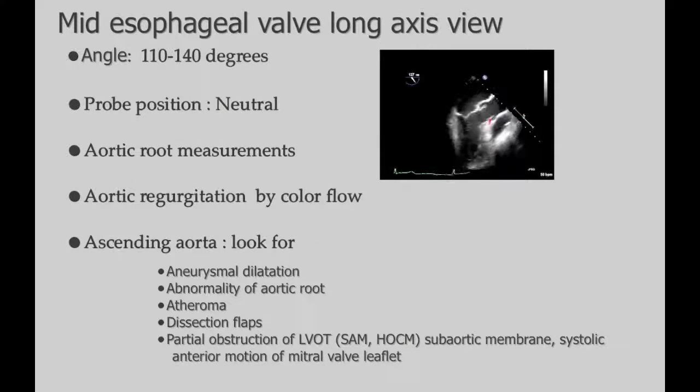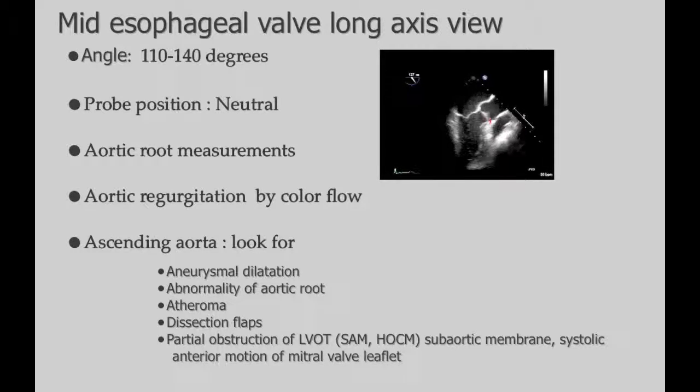The mid-esophageal aortic valve long axis view is a very useful place to assess the aortic valve. The omniplane angle is positioned between 120 and 140 degrees in most cases, with the probe positioned in neutral. Sometimes if you're focusing on the left ventricle, you may have to retroflex the probe a bit, but typically the neutral position is optimal for assessment of the aortic valve.